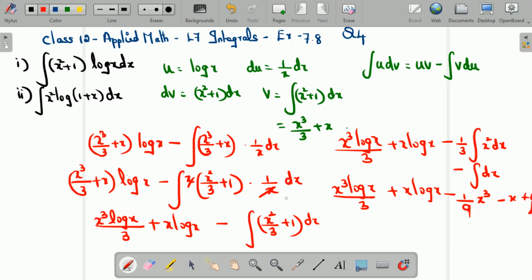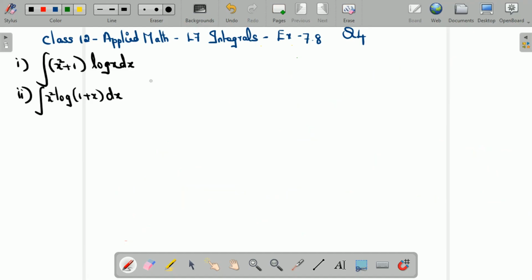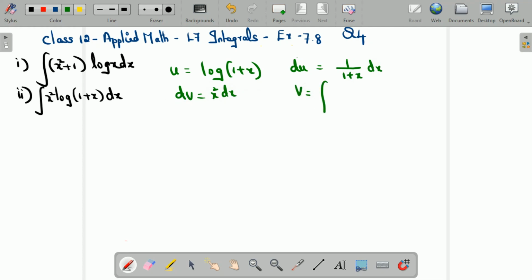Now let's take up the second subdivision. The second subdivision is also of the form integral u dv. So let's identify the u. u is going to be log of 1 plus x. So du is going to be 1 by 1 plus x dx. Now dv is going to be equal to x squared dx, which means v is equal to integral x squared dx, which is x cubed by 3.